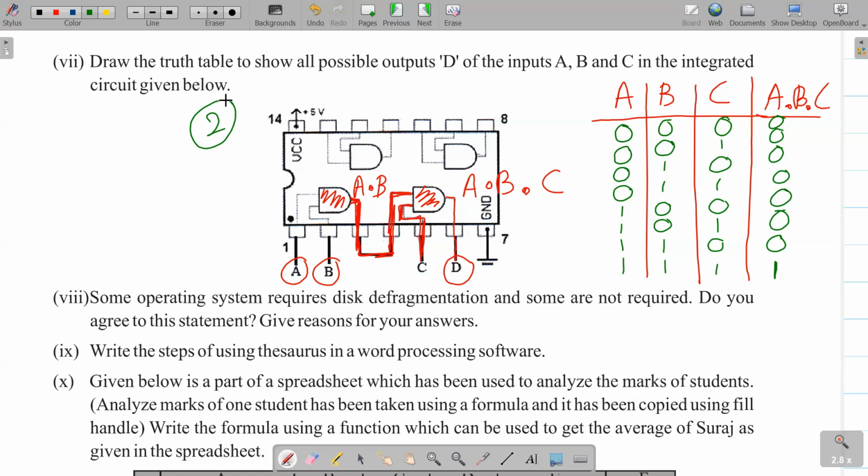Okay. Right. So 8th question, I didn't ask you to do it. The 9th one, write the steps of using, what is this? Thesaurus in a word processing software. Now, thesaurus is for what? Thesaurus is there to find synonyms as well as the opposite words.